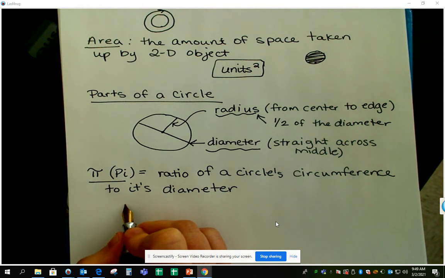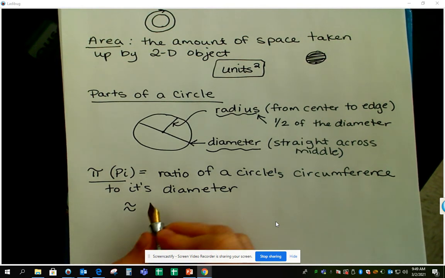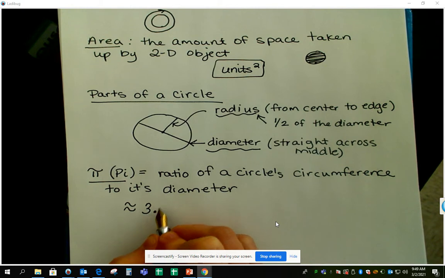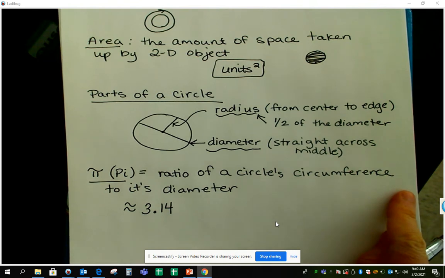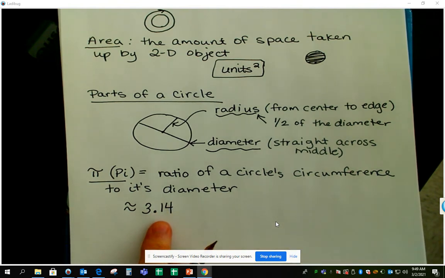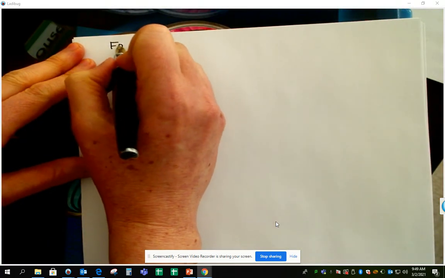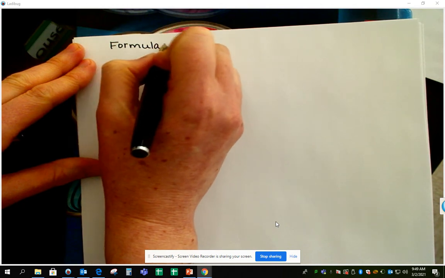And I'm going to put a wavy equal sign because we're going to say it's approximately equal to 3.14. And this is the number that we're going to use in our assignments. This pi goes on forever and ever. It never repeats. But we always have to round to be able to use it. Okay? So we are also going to need a couple formulas for doing our circles. So let's get those out of the way so we can have those as a reference.